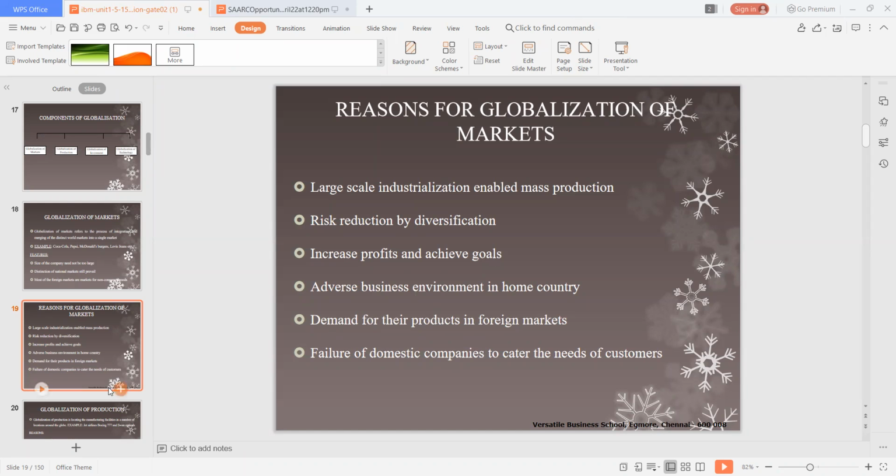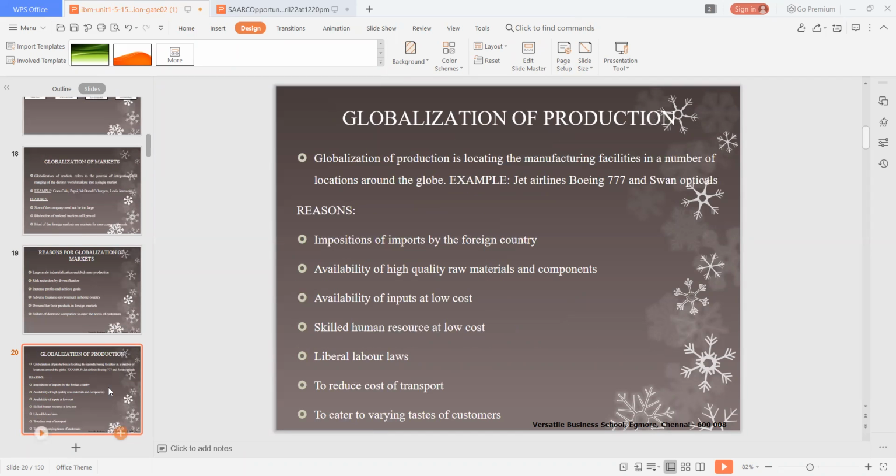Globalization of production is locating manufacturing facilities in a number of locations around the globe. Example: Jet Airlines, Boeing 777, and Swan Opticals. So: imposition of imports by a foreign country, availability of high quality raw materials and components, availability of inputs at low cost, skilled human resource at low cost, liberal labor laws, reducing cost of transport, and catering to the varying tastes of customers.